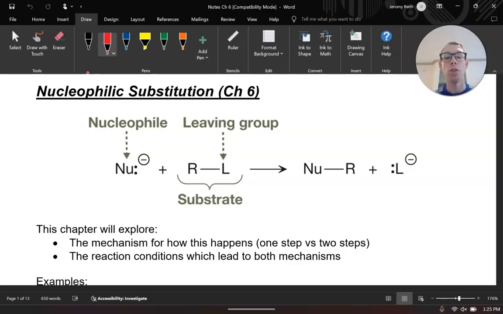There are going to be two main mechanisms in which this can occur, which are going to be our SN1 and our SN2. But the general process of identifying a nucleophile, identifying the leaving group on our substrate, and then swapping them is going to be the same throughout. Now, depending on the reaction conditions, how strong or weak the nucleophile is, how strong or weak the leaving group is, how good it is at leaving, as well as other conditions, for example, what is our solvent? And there's going to be other things above and below the arrow.